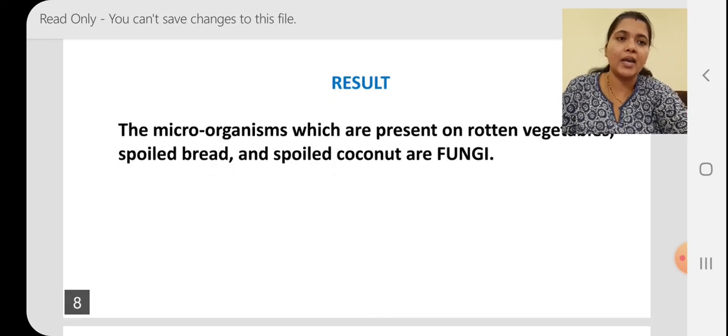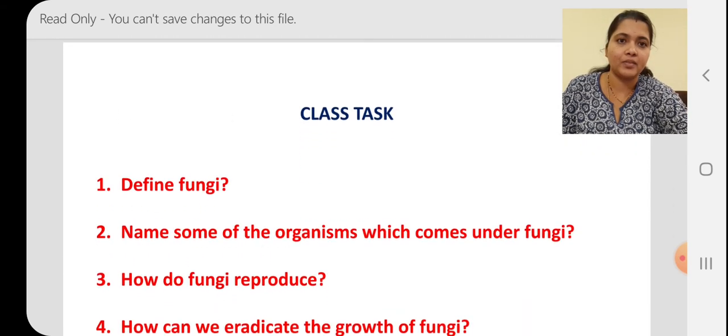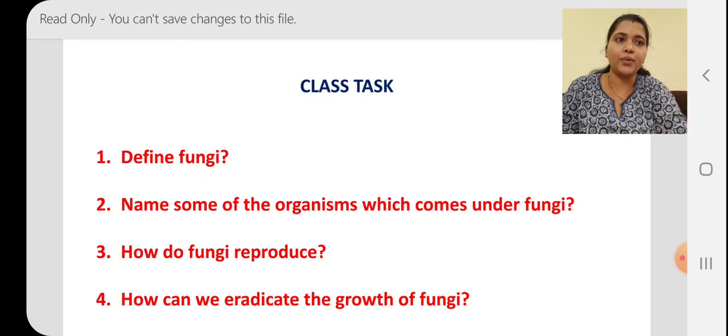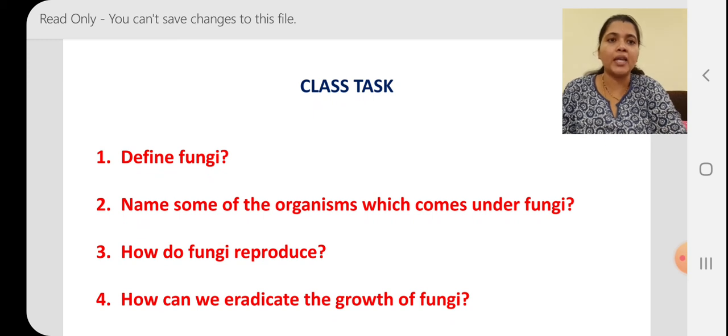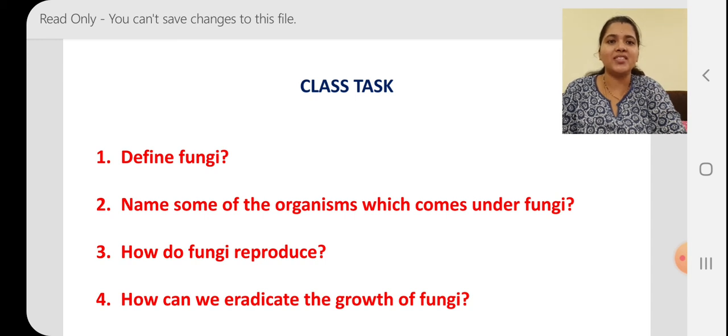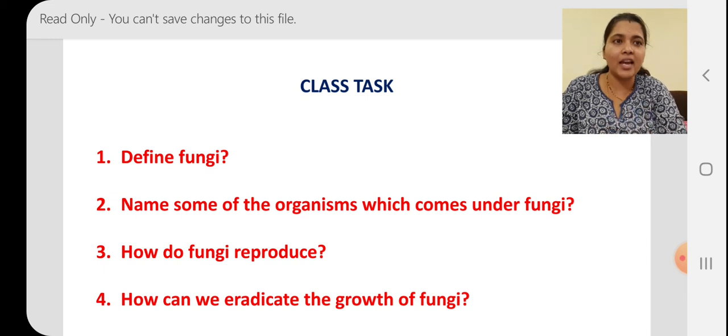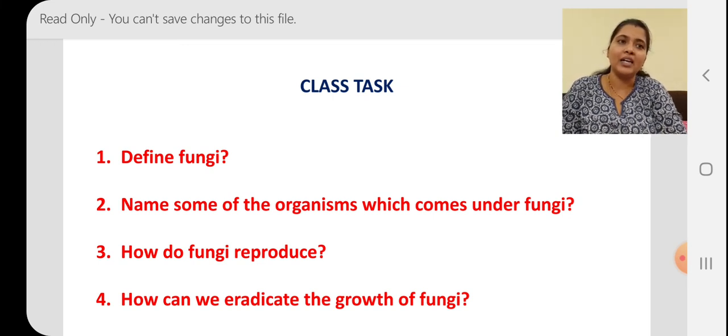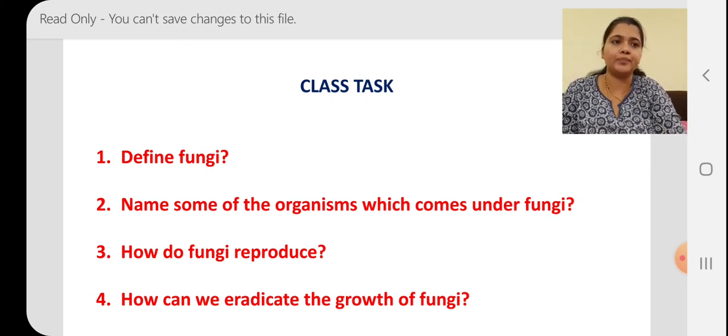Now it's time for class task, children. I've given you 4 questions. First question is define fungi. Second, name some of the organisms which come under fungi. Third, how do fungi reproduce? Reproduction means giving rise to new ones, young ones, offspring. How does it multiply, how does it reproduce? Fourth question is, how can you eradicate the growth of fungi? How can you stop the growth of fungi? Write your own views, no problem.